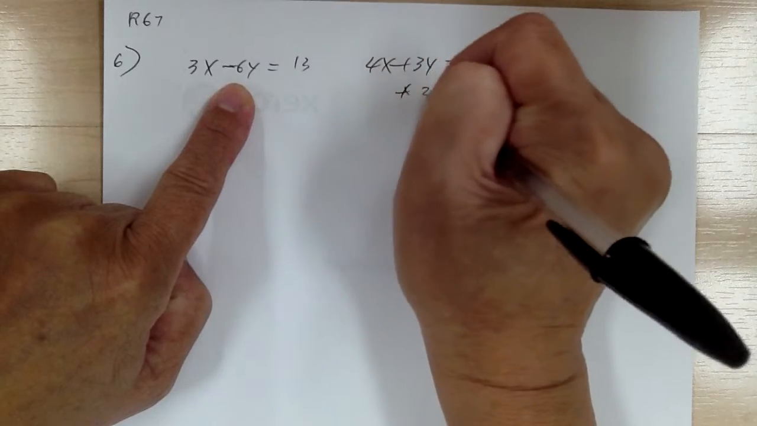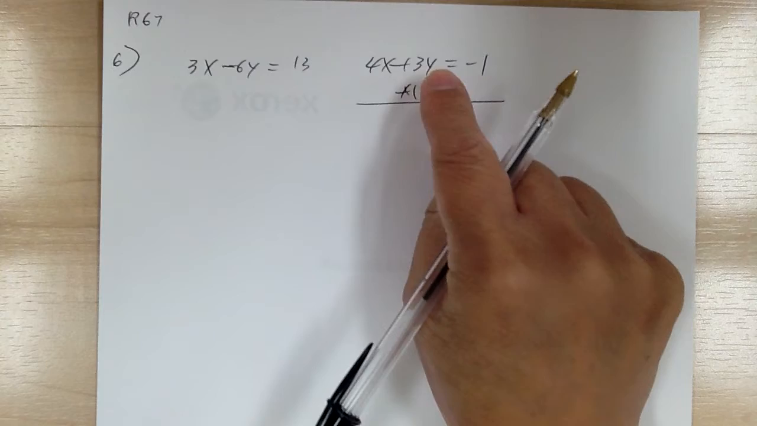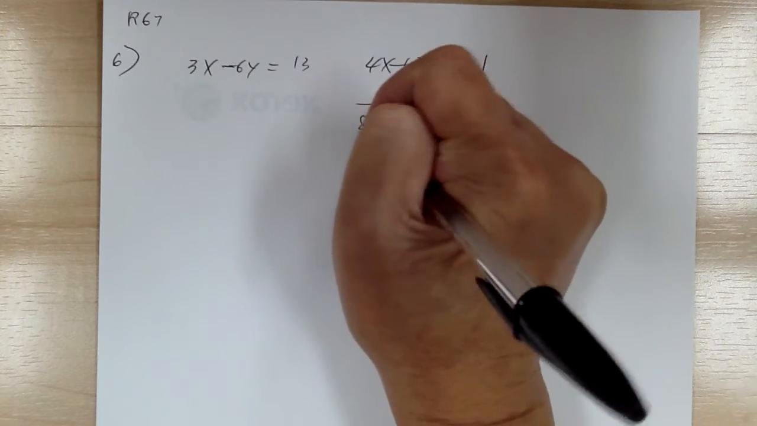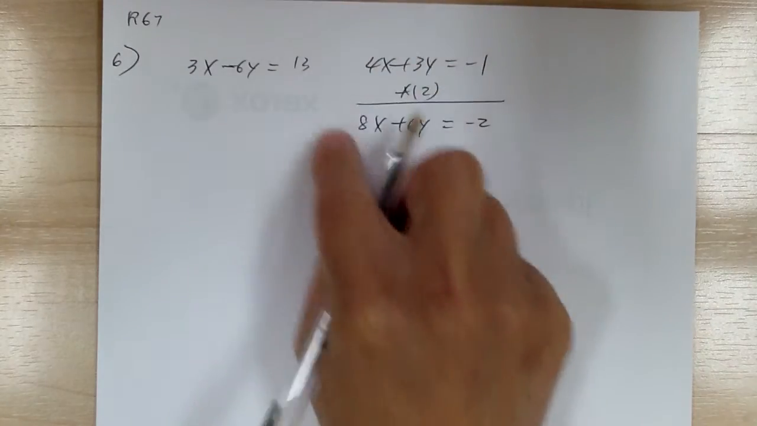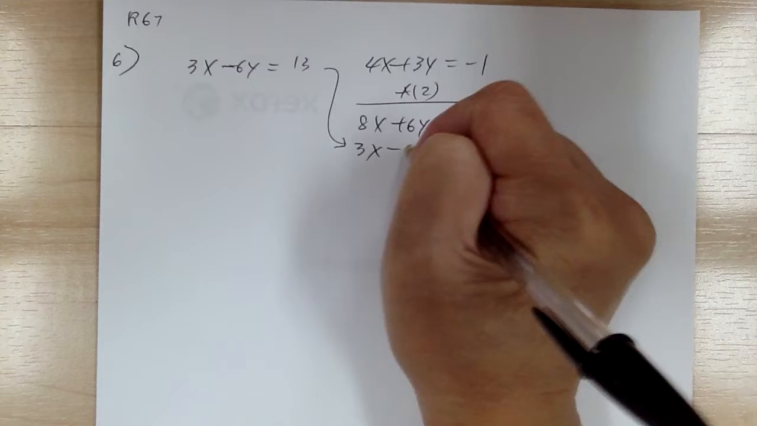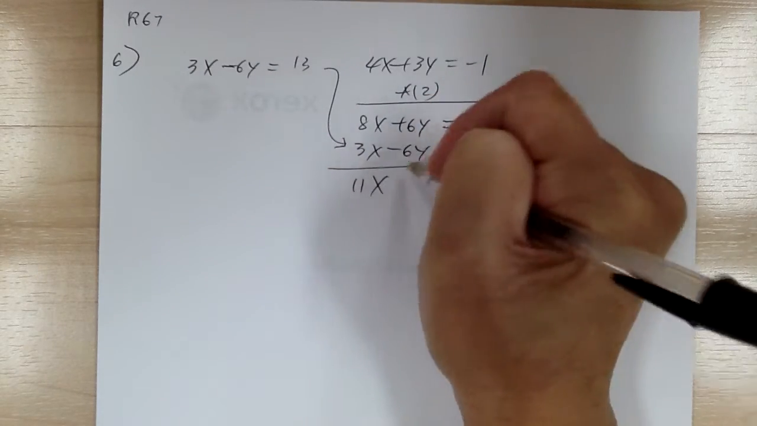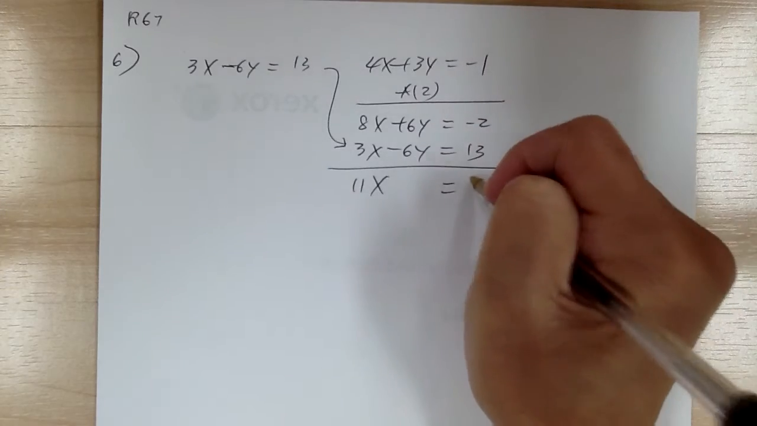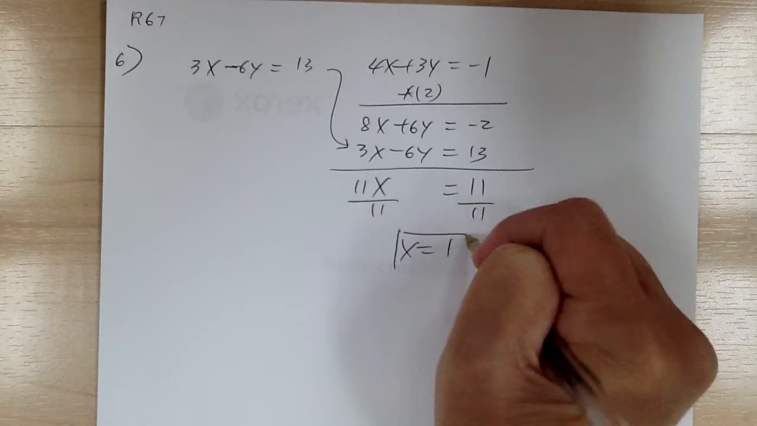So I'm going to multiply this by 2. Again, you want to make them opposite so that they cancel out each other. So you got 8x plus 6y equal to negative 2. And I'm going to put this under here. I'm going to add, so I get 11x. This cancels out. When I add this, I get 11. So divide by 11. So x equal to 1.